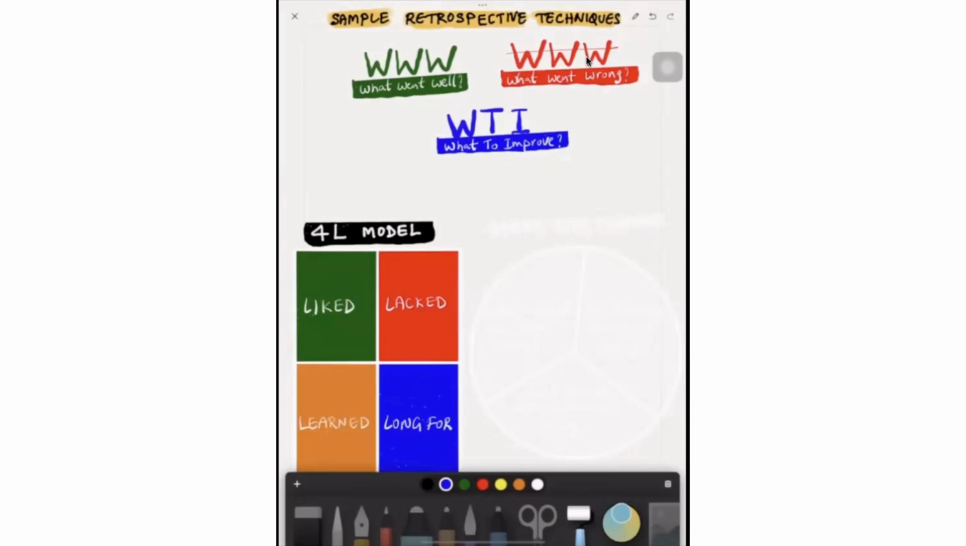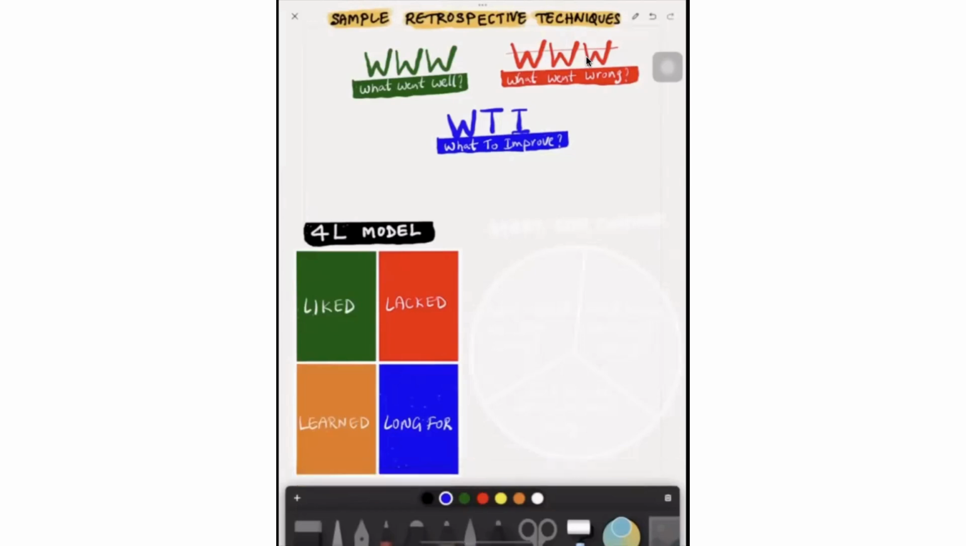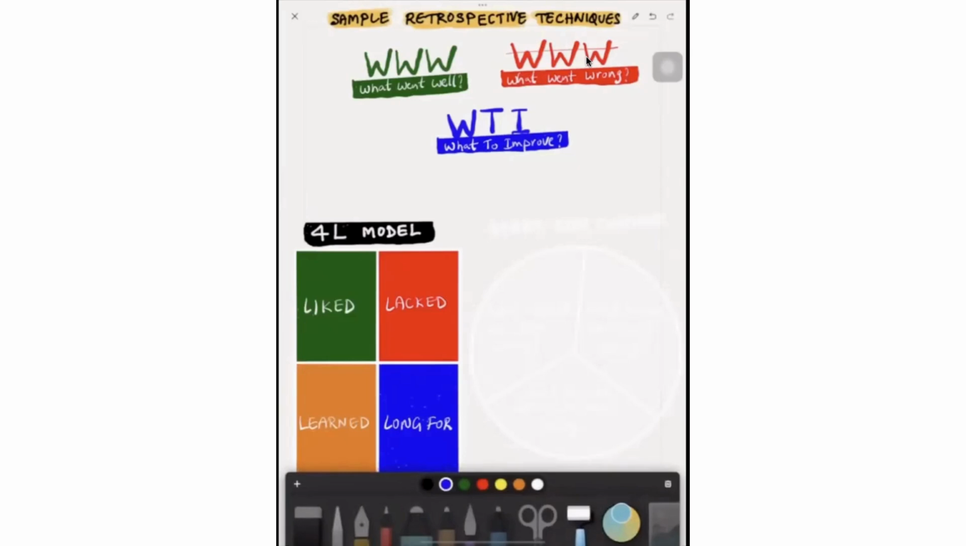After showing the data insights, let them pick up the corresponding color post-it note and then let them write it. And again, you group them and then based on the discussions, try to achieve consensus-based actionable improvements. This is another technique.